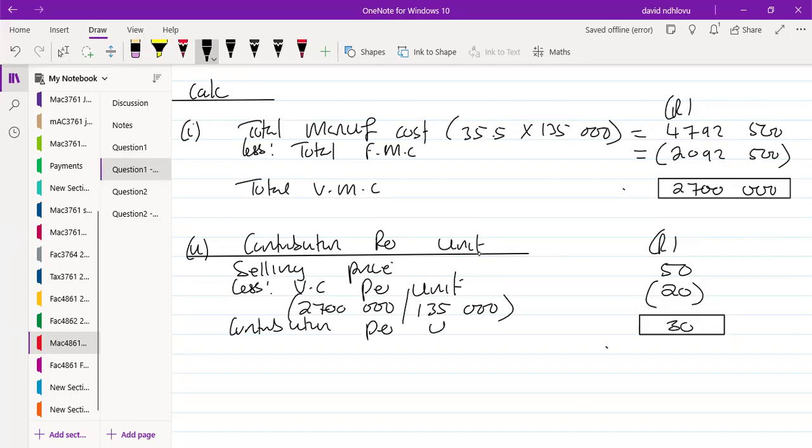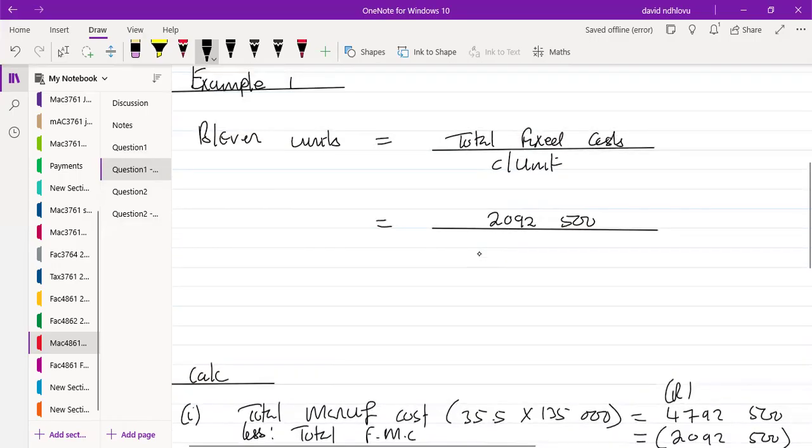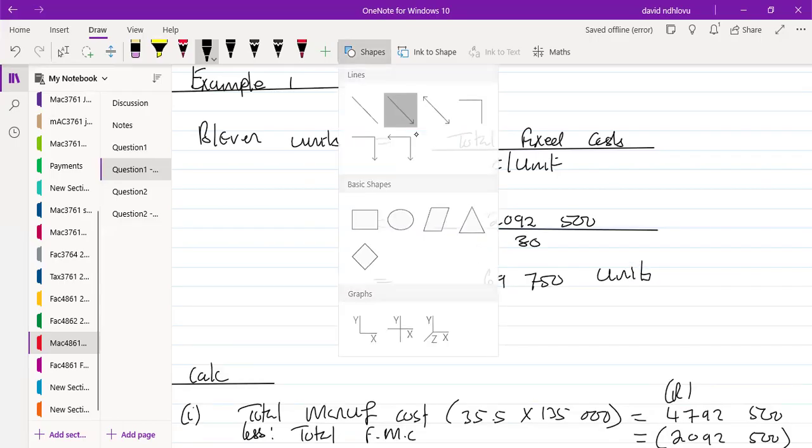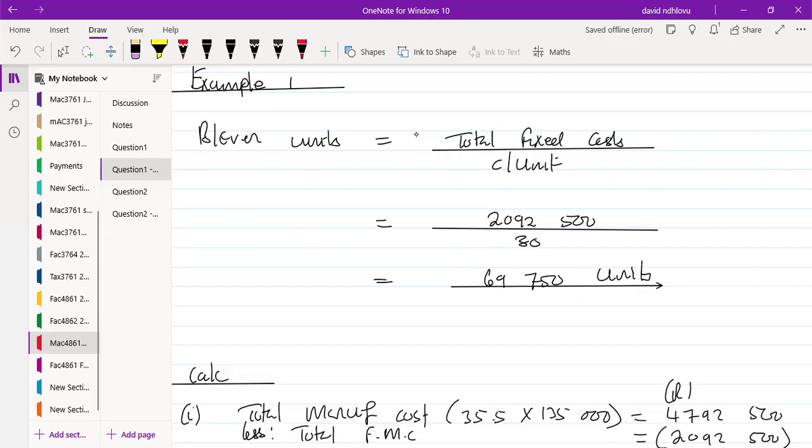Right, so this is our contribution per unit. As long as you have the contribution per unit and the total, you are done here. Then you can get the number of units that you need to break even, in which case it will give you 69,750 units. So those are the number of units that you need to break even as an entity.